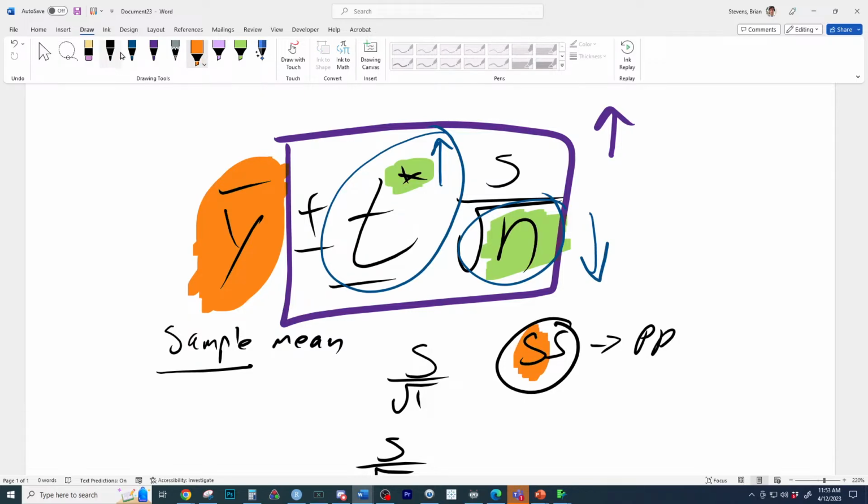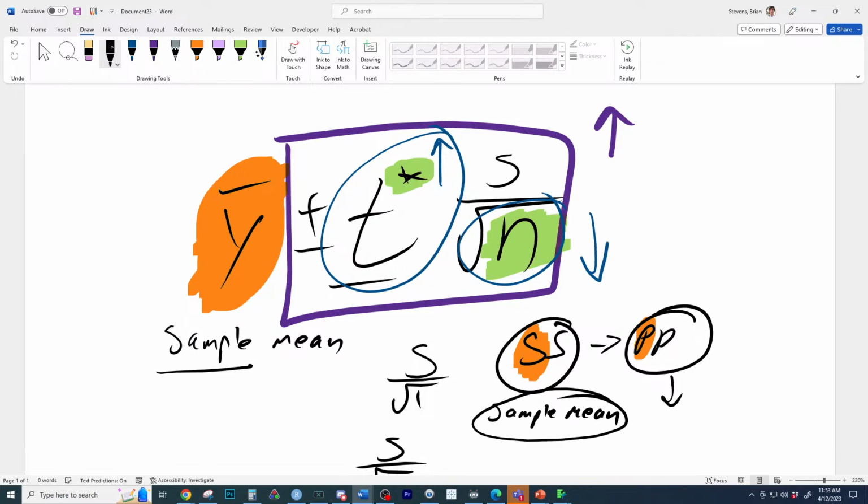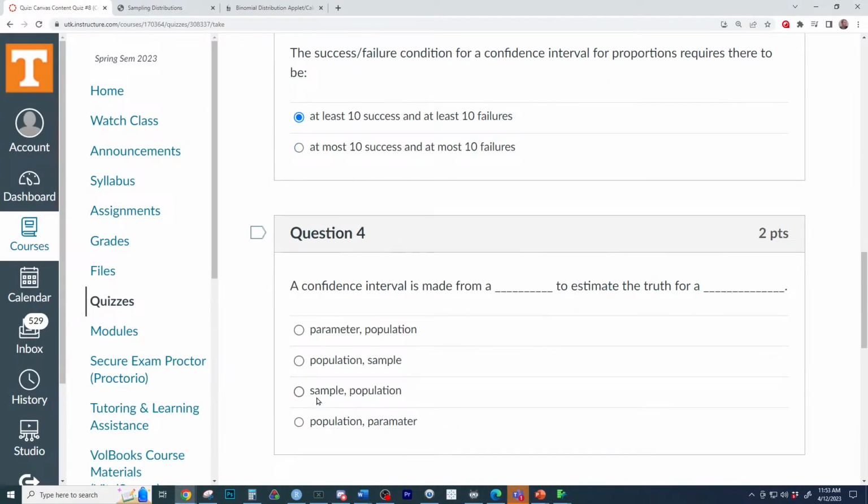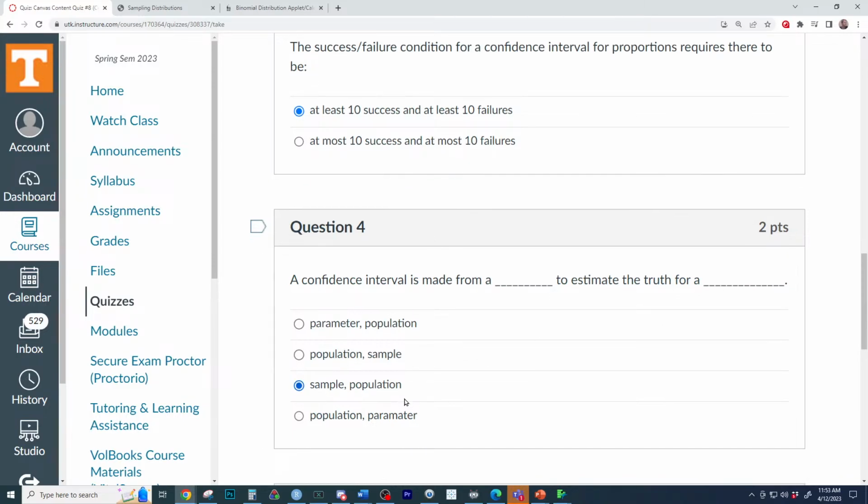And that gives us an estimate of the population. So the sample mean, that's a statistic, is an estimate of the true mean, which is a parameter. The true mean right there is a parameter for a population, the truth for all. The confidence interval is made from a sample to estimate the truth for a population right there. Good stuff.